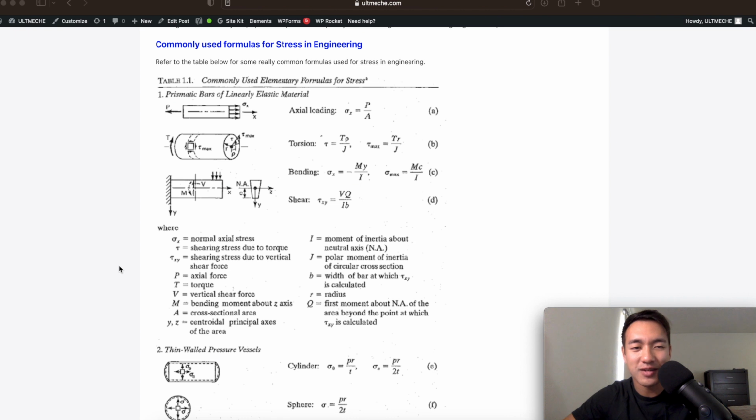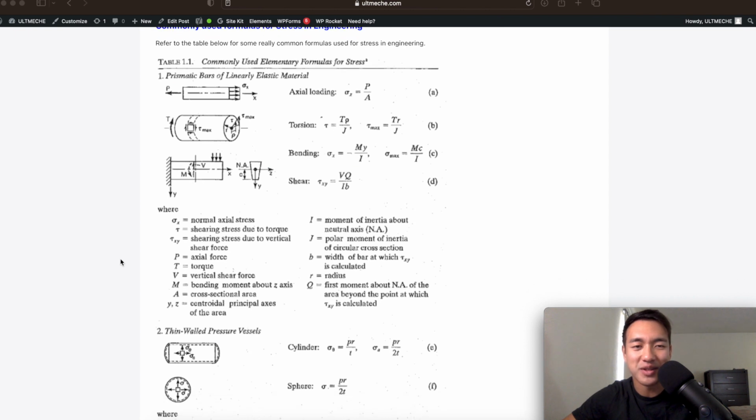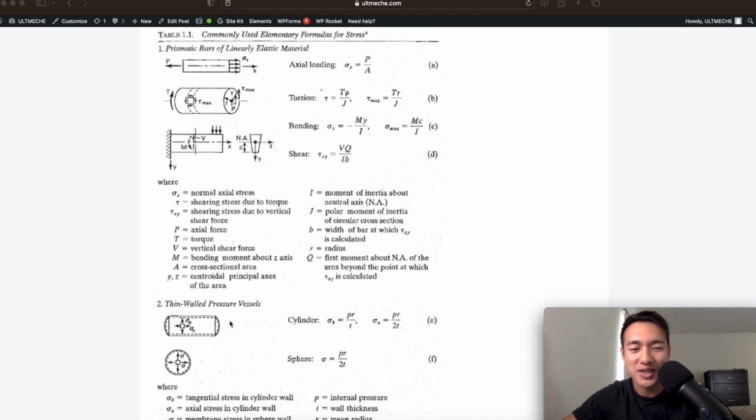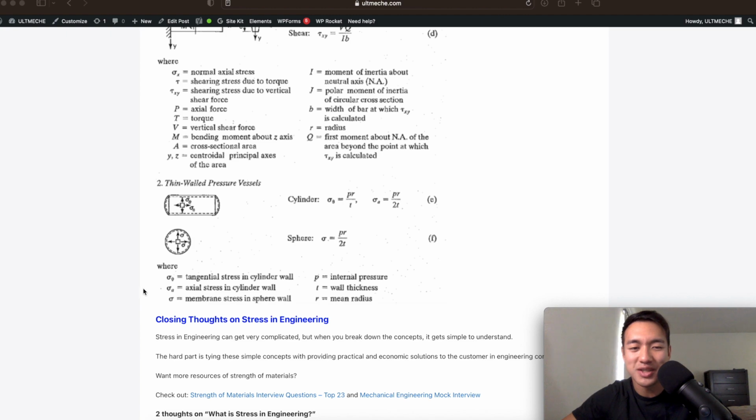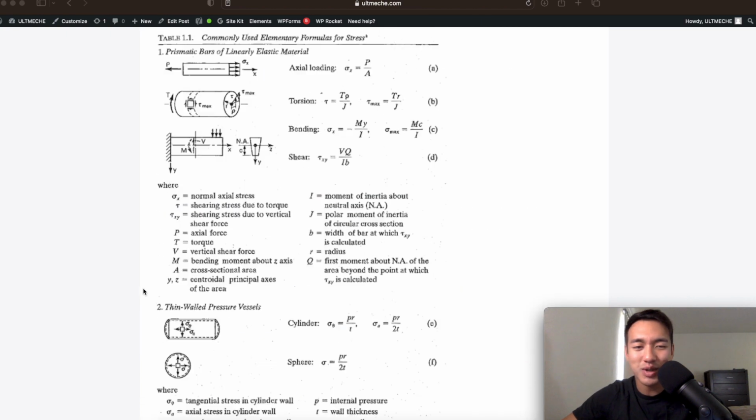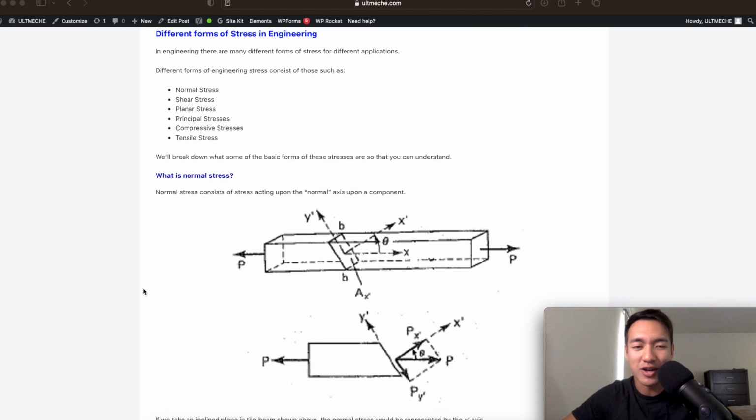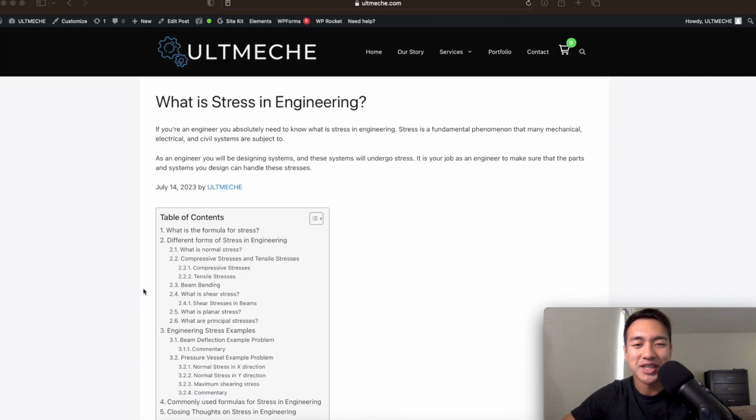And then here's some pretty commonly used formulas. We're going to have axial loading, we'll have torsion, we'll have bending, we'll have pressure vessels, spherical pressure vessels. And so that's pretty much it. So just a quick rundown on what stress is in engineering.